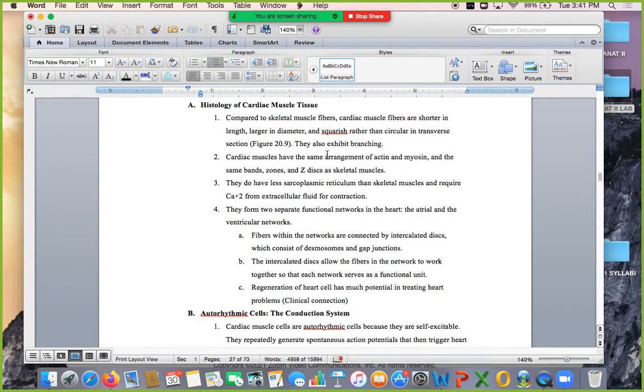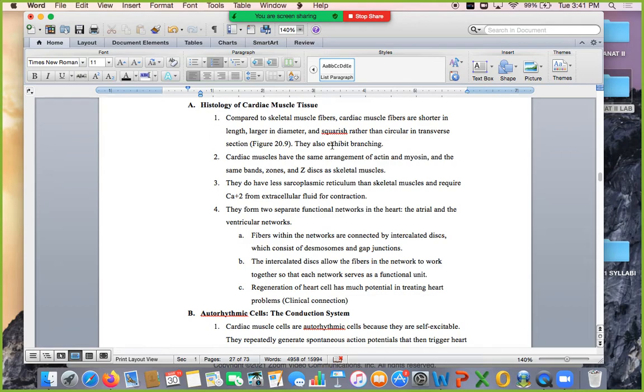So cardiac muscle fibers are going to be similar to, but a little bit different physiologically to, skeletal muscle fibers. They're shorter in length, they're larger in diameter, and they're square, as opposed to being circular if you do a transverse section. Additionally, they're odd in that they exhibit branching. That means that they're going to kind of fork off and make Ys and odd shapes, which allow them to attach to more than one other cell at a time. But it's going to be everything that we saw before.